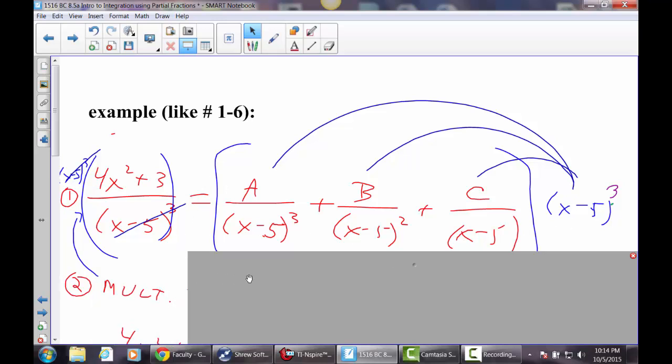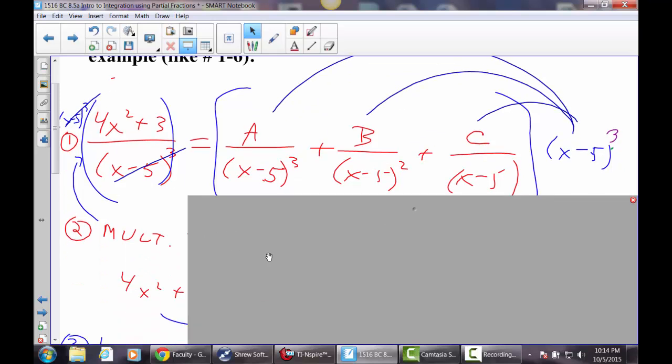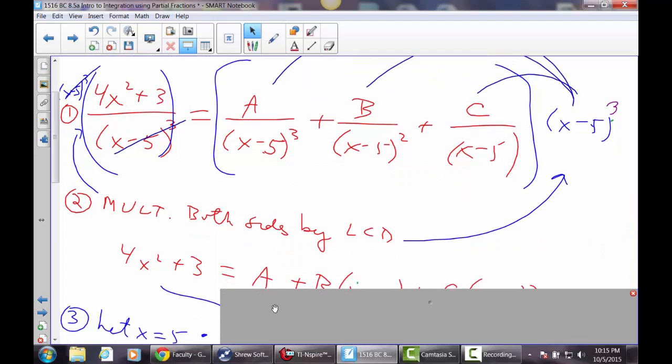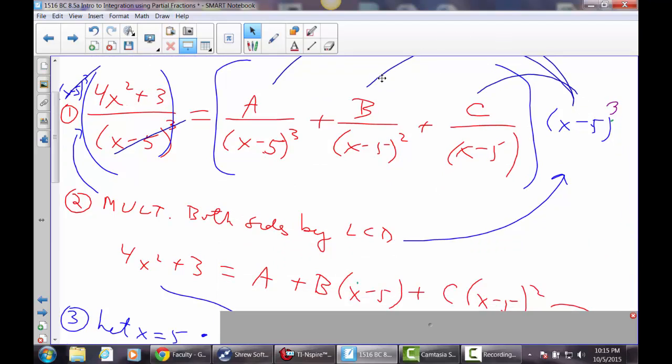On the left, you'll be left with 4x squared plus 3. On the right, the first time you multiply, the denominator will cancel completely, leaving you with just a. The next time, you'll multiply through, x minus 5 squared will cancel with 2 of these, leaving you with one of them, so you'll have b times x minus 5. And in the last case, one of them will cancel, leaving you with c times x minus 5 squared.